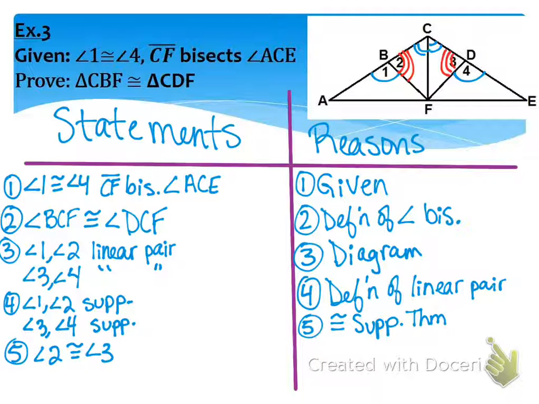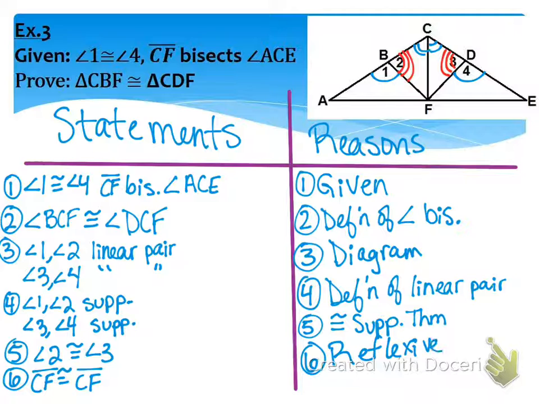CF is congruent to CF. Why? The reflexive property. I'm going to run myself out of space here. CF congruent to CF, reason being reflexive property. And then my last step, which I'm going to have to write kind of sideways here.